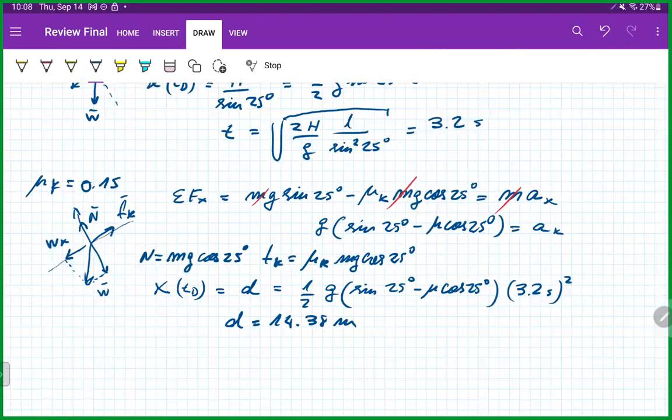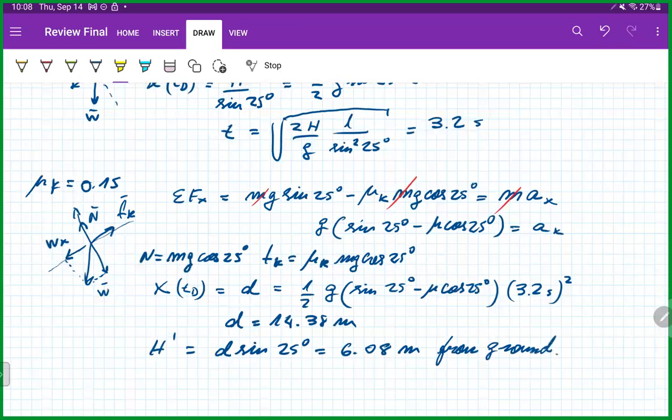So if that's the distance, then we need to calculate the height, right? So let's call it h prime, and that would be d sine of 25. That's 6.08 meters from ground. So we need to throw it at 6.08 meters from the ground in order to reach D at the same time as it would without any friction.